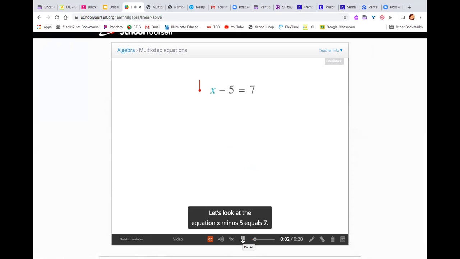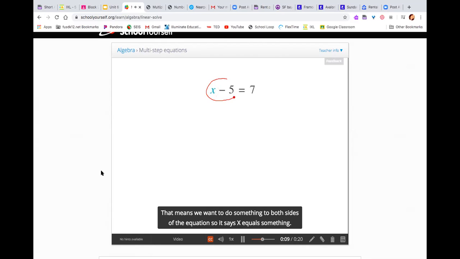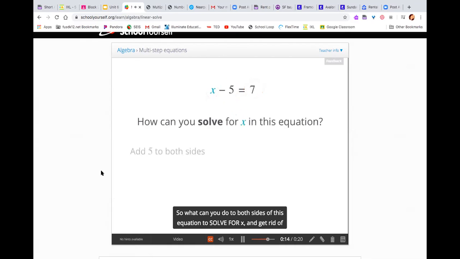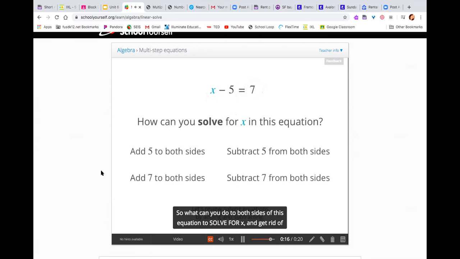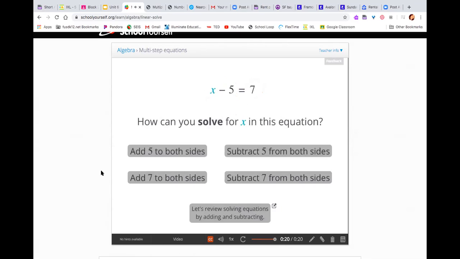Let's look at the equation x minus 5 equals 7. Suppose we want to solve for x. That means we want to do something to both sides of the equation, so it says x equals something. So what can you do to both sides of this equation to solve for x and get rid of this minus 5 on the left? Am I going to add 5 to both sides? Subtract 5 from both sides? Add 7 to both sides? Or subtract 7 from both sides? Which one?